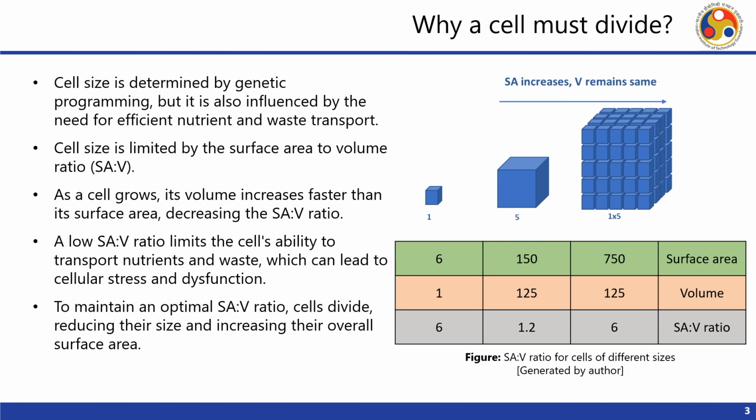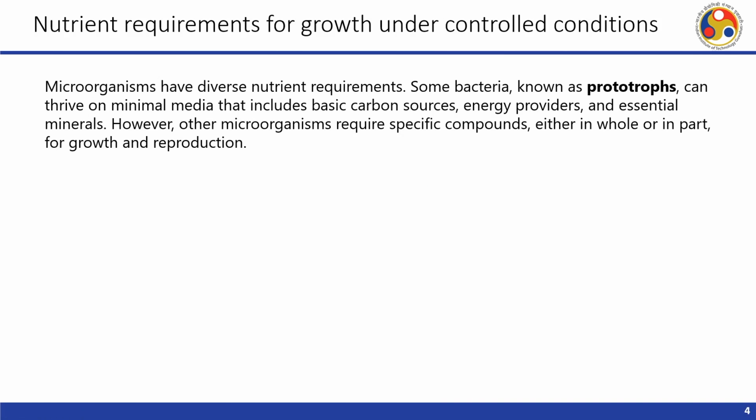To maintain an optimal surface area to volume ratio, these cells actually must divide, reducing the size and increasing their overall surface area. So, we are in a better position when these cubes start dividing into smaller units, maybe of the ideal size of 1 unit square. So, this is the reason why a cell must divide, otherwise it won't be able to survive.